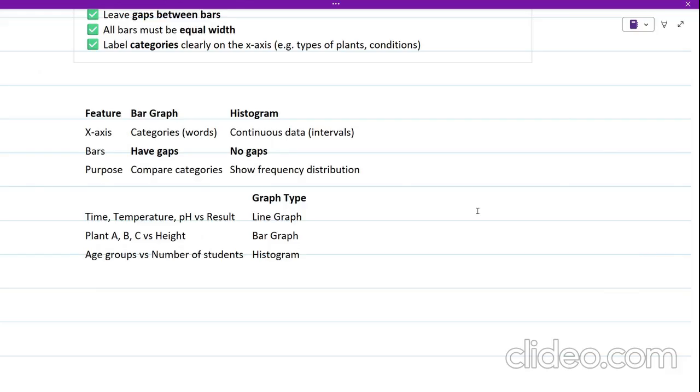So the graph type is a line graph for time, temperature, pH, or concentration graphs. While bar graphs are drawn when, for example, you are comparing the height or the concentration of different fruits, or the amount of land that was uncultivated. Age groups and the number of students or the heights are represented using a histogram.